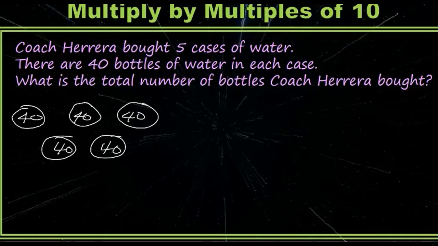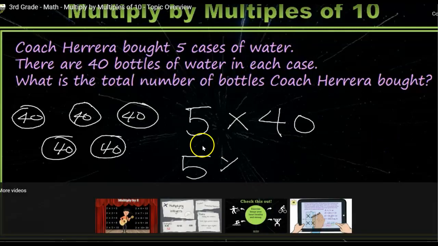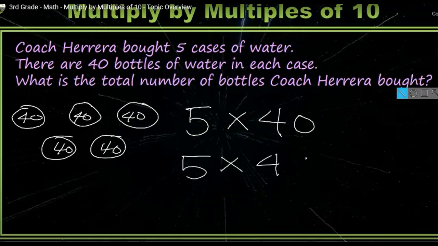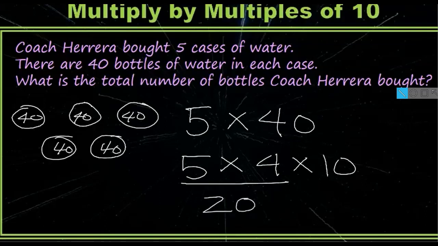So we have 5 cases of 40, 5 equal-sized groups of 40. So we'll find that total using multiplication. Okay, so this was the multiplication sentence you should have written first. 5 times 40. 40 is 4 times 10. We see that 5 times 4 is a fact we know, it's 20.